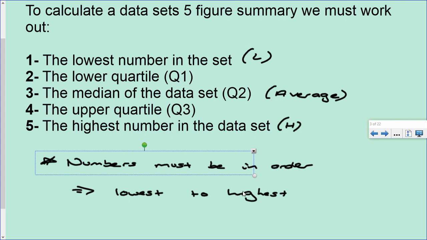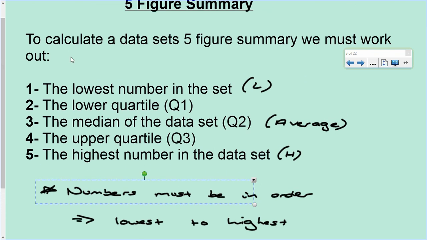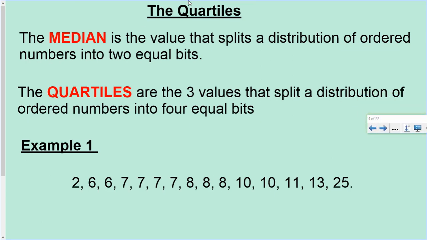Now, in general, most people really like this topic. It's really easy, especially compared to standard deviation, which, even though it's not hard, has a lot of working. There's not a lot of working for this one. There are a lot of notes though.